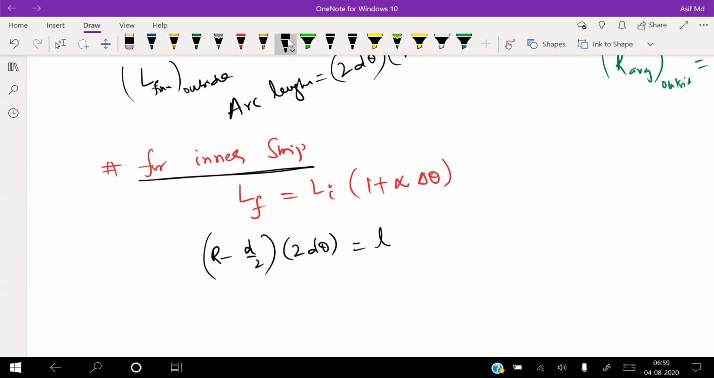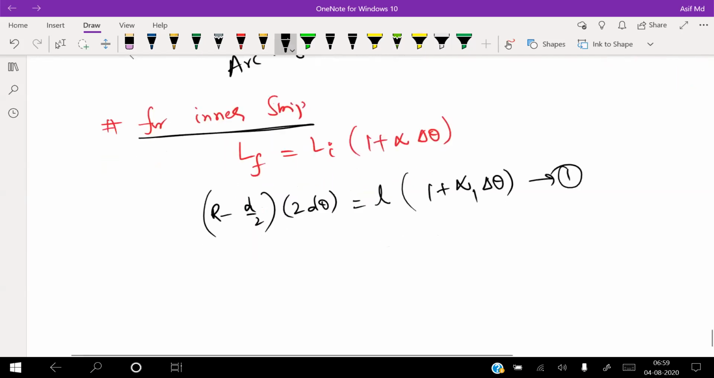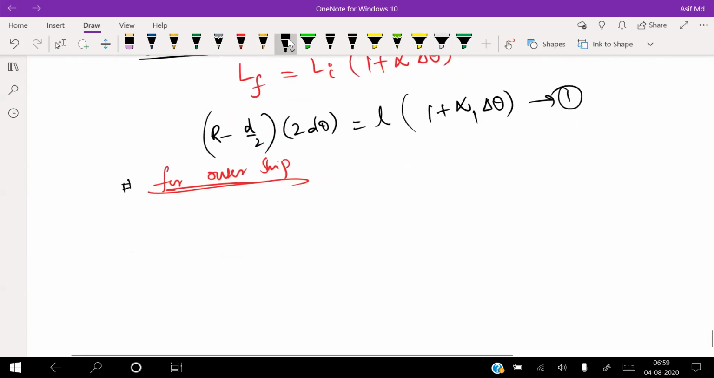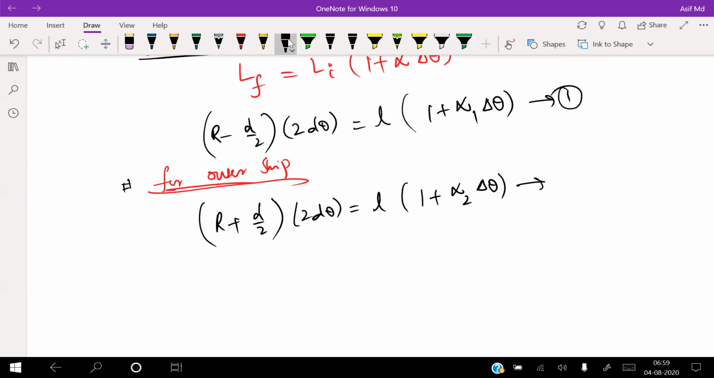Length L, let's assume right now, into 1 plus alpha, where alpha value is 1, into delta T. So this is my equation number 1. The same way for the outer strip, can you tell me? R plus D by 2 into 2D theta is equal to the initial length, which is also L, into 1 plus alpha 2 into delta T. This is my equation number 2.